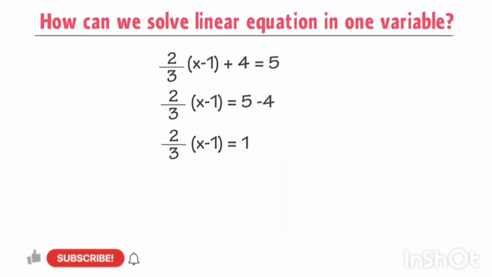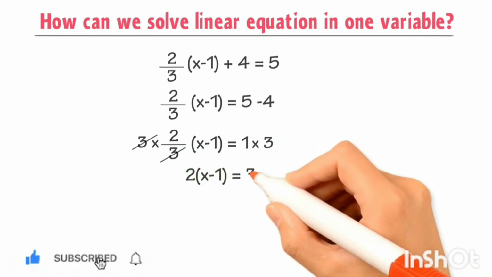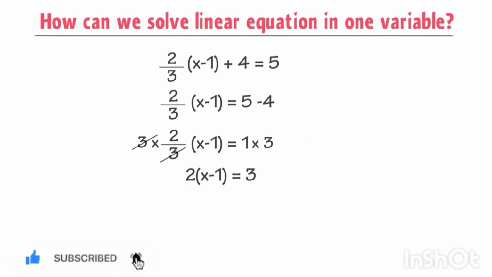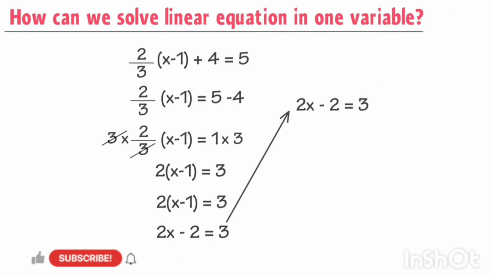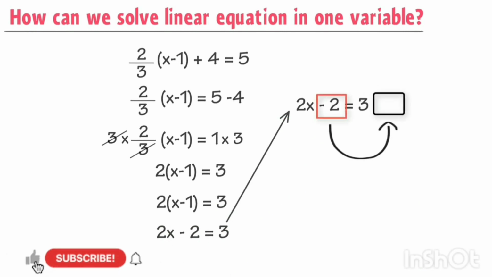Now it is time to terminate 3 as a denominator. To do so, we multiply both sides by 3. 3 into 2 divided by 3 into x minus 1 is equal to 1 times 3. 3 and 3 is cancelled out. As a result, we get 2 into x minus 1 is equal to 3, or 2x minus 2 is equal to 3. Now again we will shift minus 2 from the left-hand side to the right-hand side.